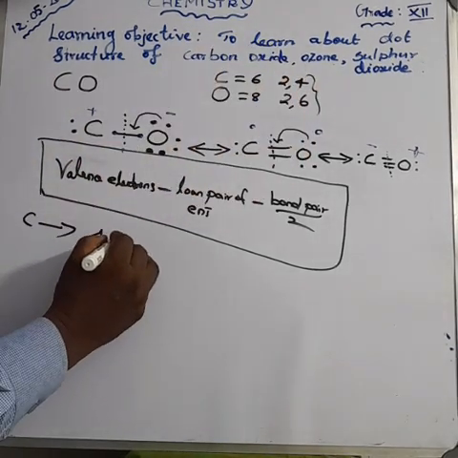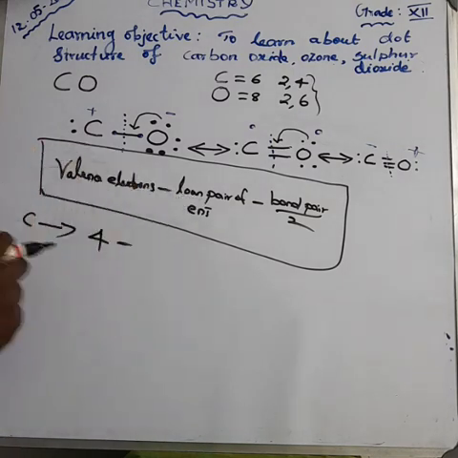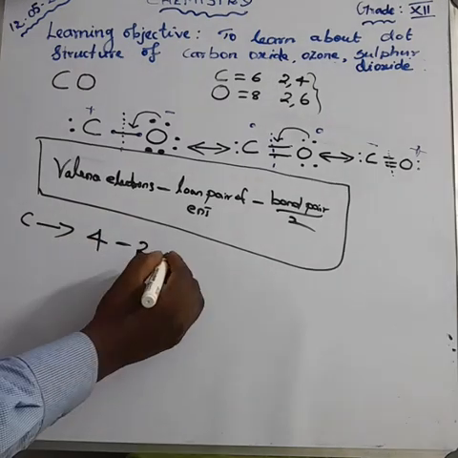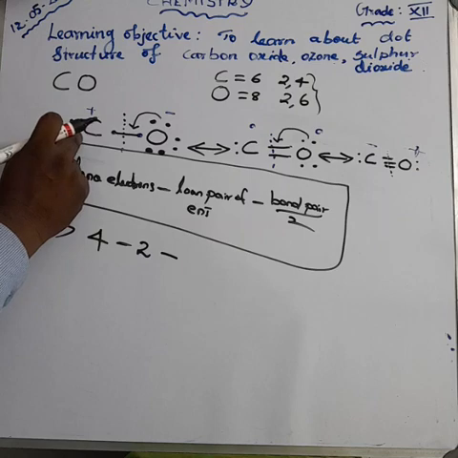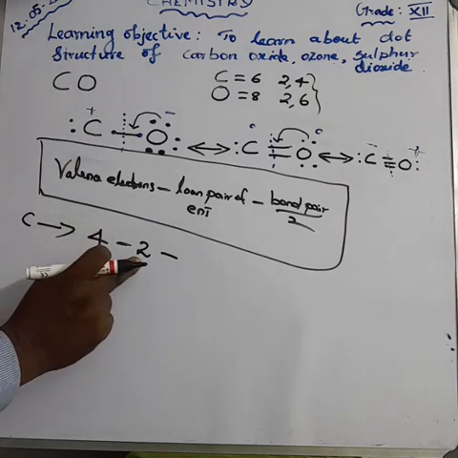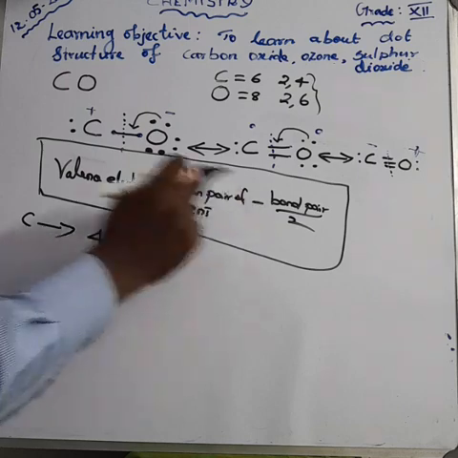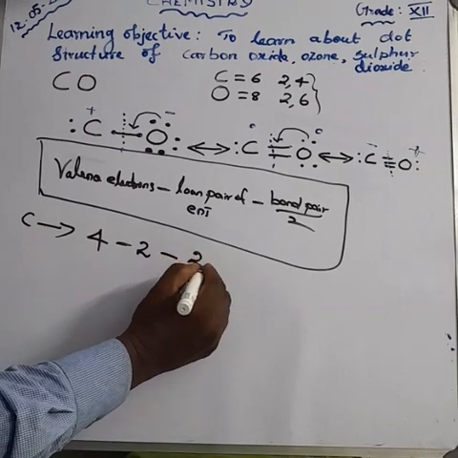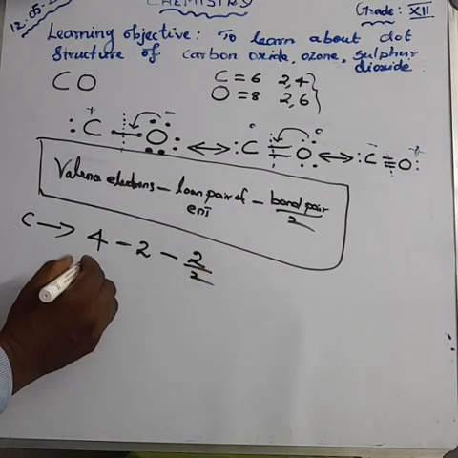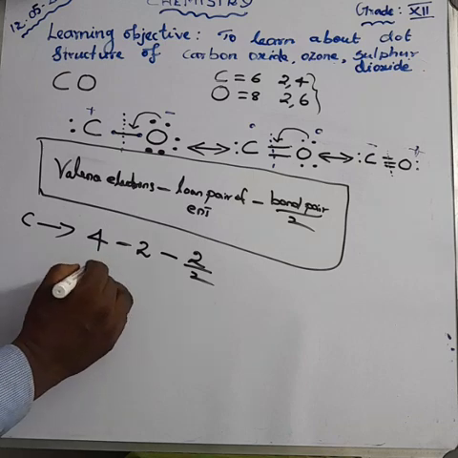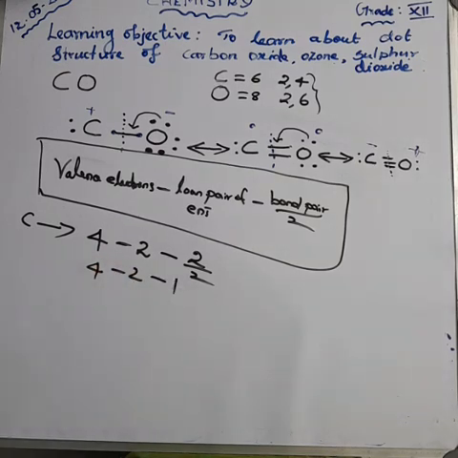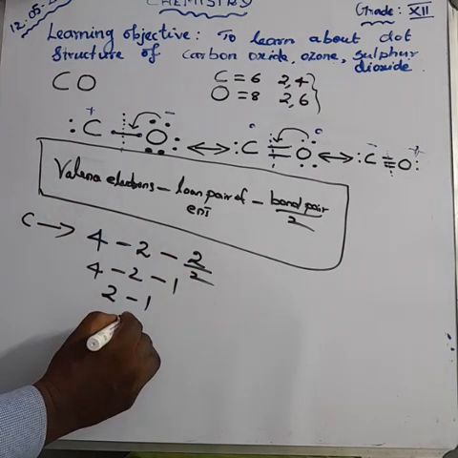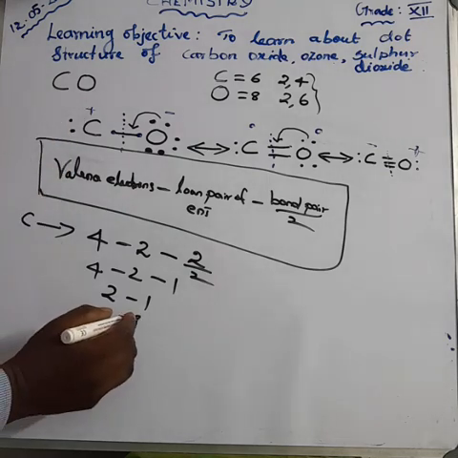4. 4 minus lone pair of electrons. How many lone pair electrons does carbon have? 2. Carbon has only one lone pair, so here we write 2 electrons, minus bond pair. Listen, how many bond pairs here? 1, 1. Am I right? 1 plus 1 is 2, divided by 2. So that is 4 minus 2, minus 1. So 4 minus 2 is 2, 2 minus 1. What's the answer? Plus 1.